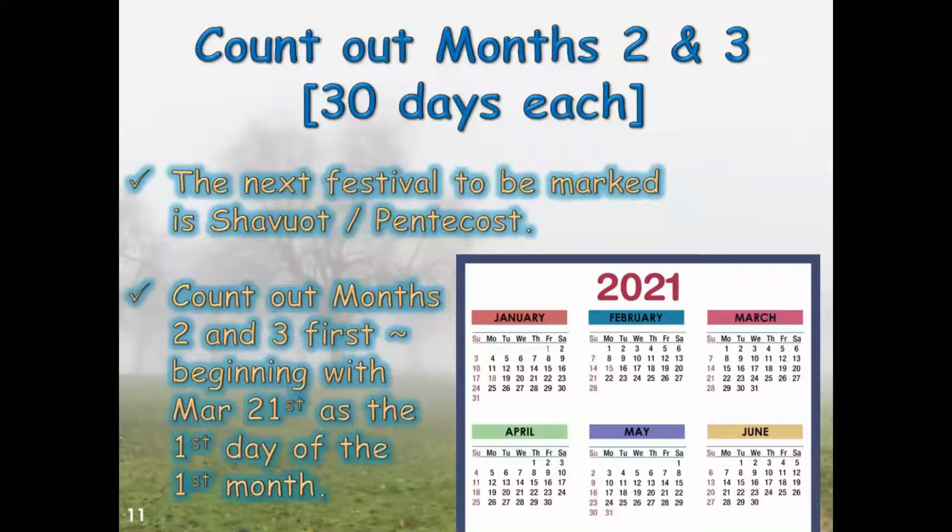And we have to count out these months so that we can count out Pentecost, which is going to be a 50-day count from the wave sheaf or first fruits. So I'll just leave you a little bit of time here to do your counting.